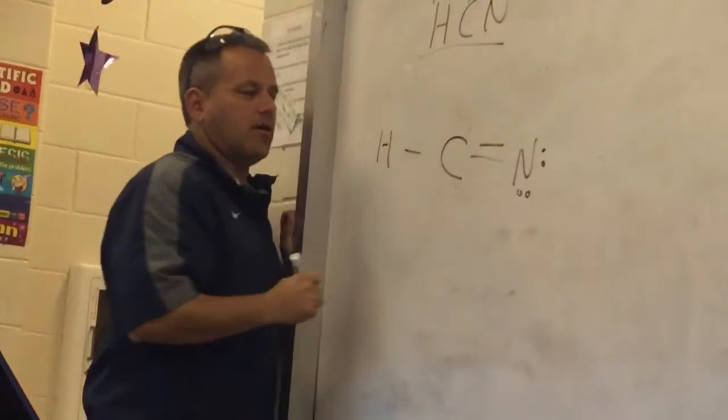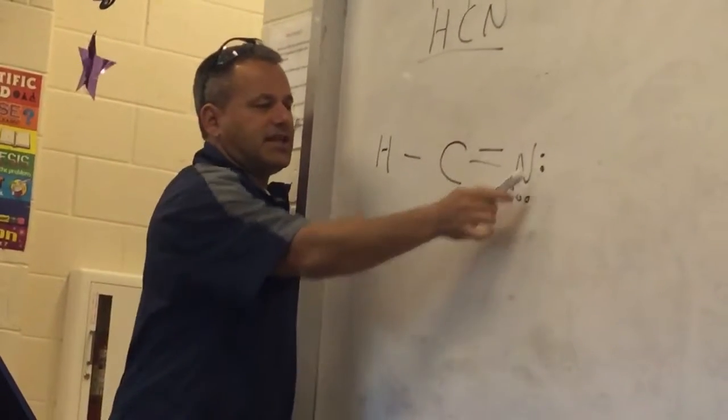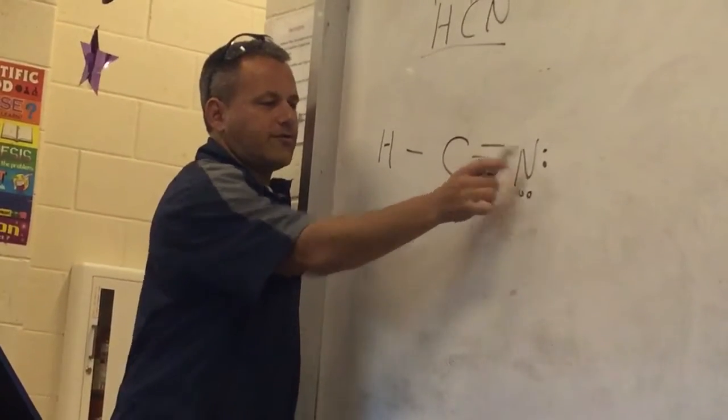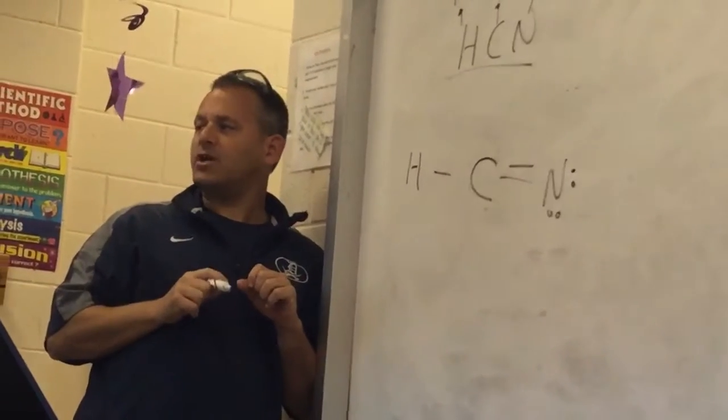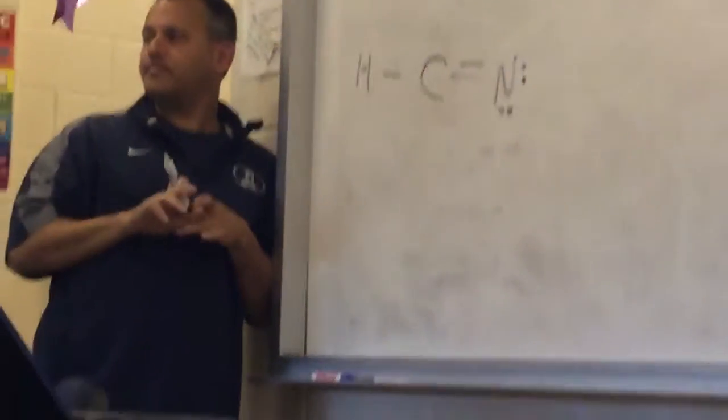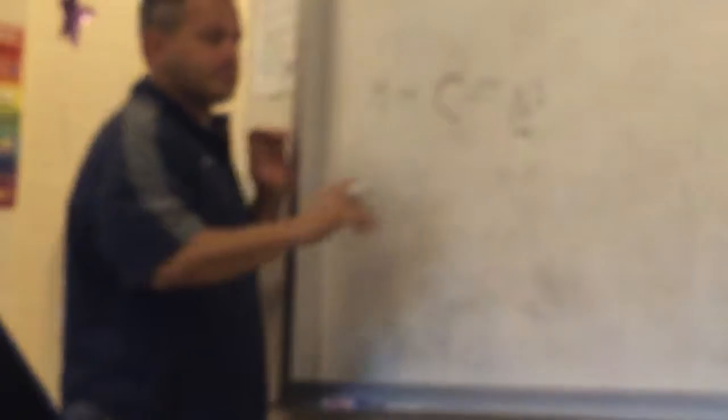So how about this? There we go. All right. 2, 4, 6, 8, 10. Nitrogen surrounded by 2, 4, 6, 8. Carbon surrounded by 6. That's okay, right? They all want 8. So what else do we do? We're gonna have to do this again. Uh-oh.